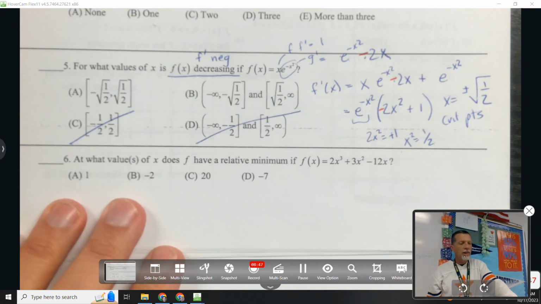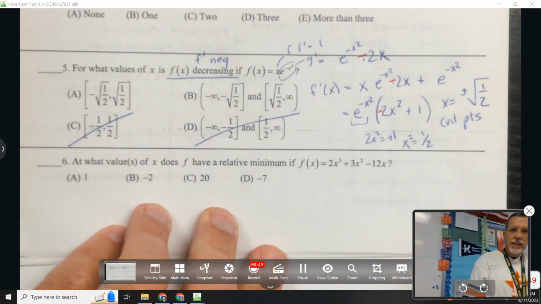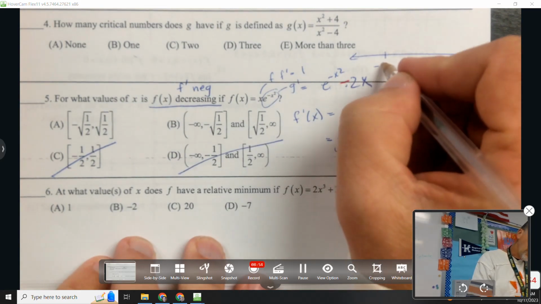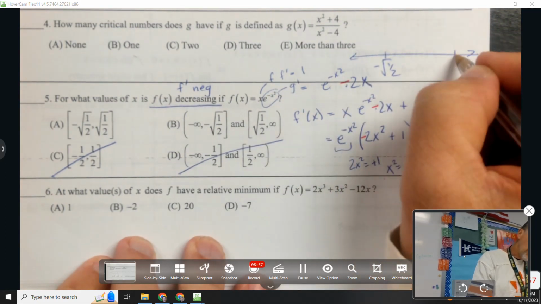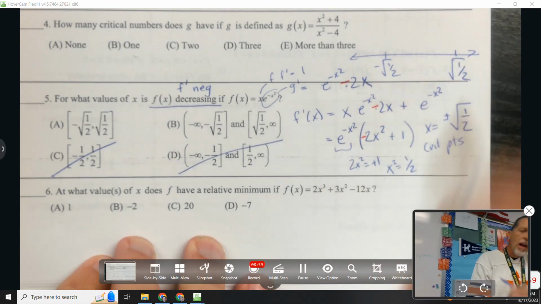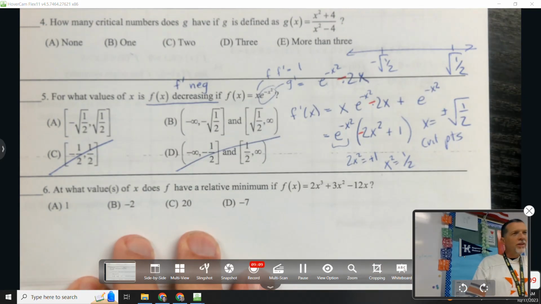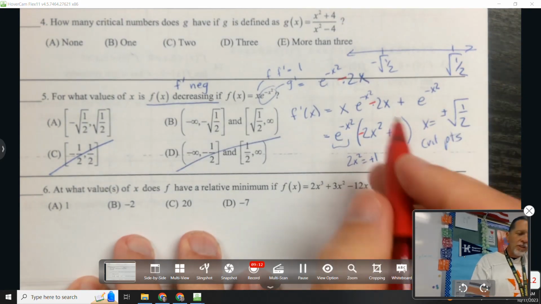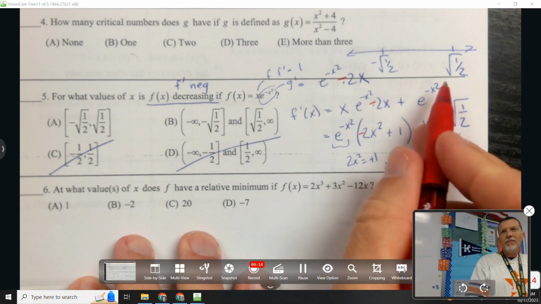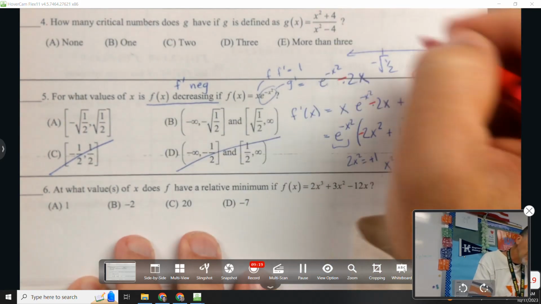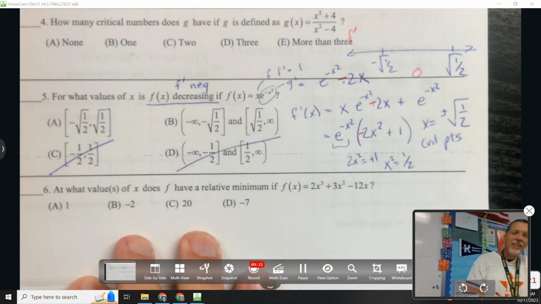And so now it's just a matter of, running out of room, but I don't know what those values are. Like I don't know what that equals, but I know a good value that's in between the two to test. What's a good number between negative square root of 1/2 and positive square root of 1/2? 0. So let's test 0. Weird numbers, but I still get to test nice numbers.